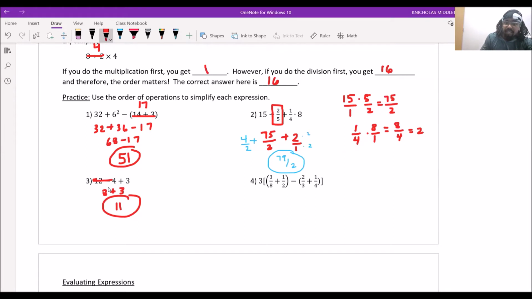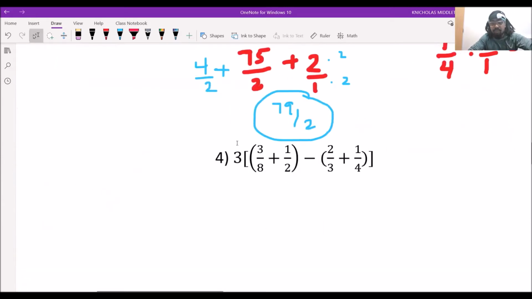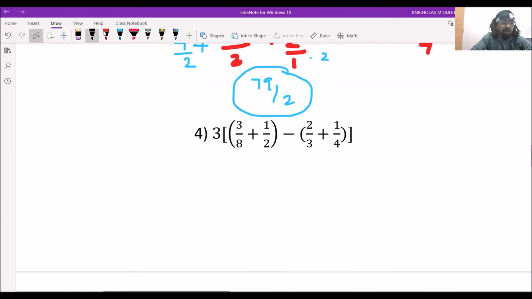We have 3/8 plus 1/2. Okay, so what we're going to want here, and I'm going to zoom in because I want a little bit more space to work. Okay, so what we'll have here then is we need to make sure that we get these fractions to be common denominators. So I can make these both 8s, right? Just multiply this by 4. So I have 3.